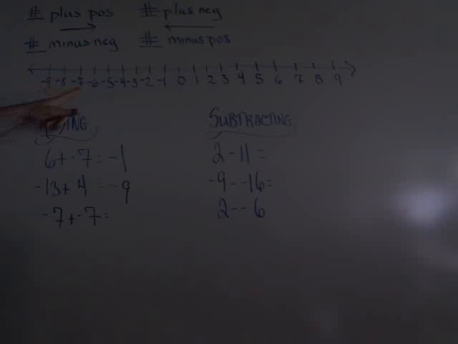number line. So if I start at negative 7 and make 7 jumps to the left on the number line, I end up at negative 14. So negative 7 plus negative 7 has to be negative 14.